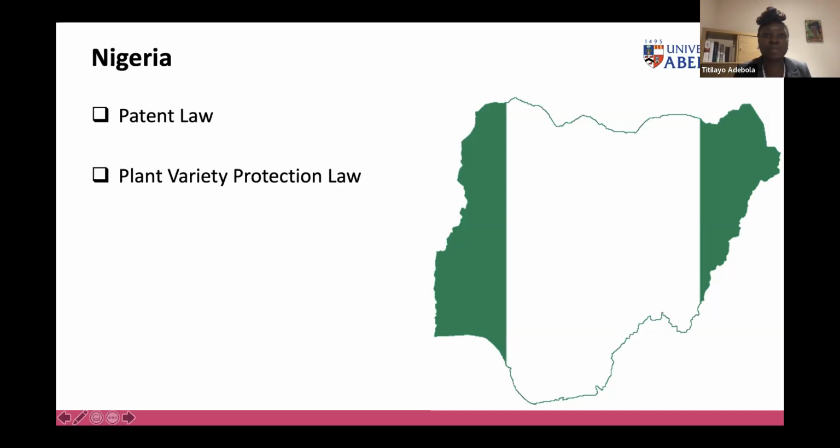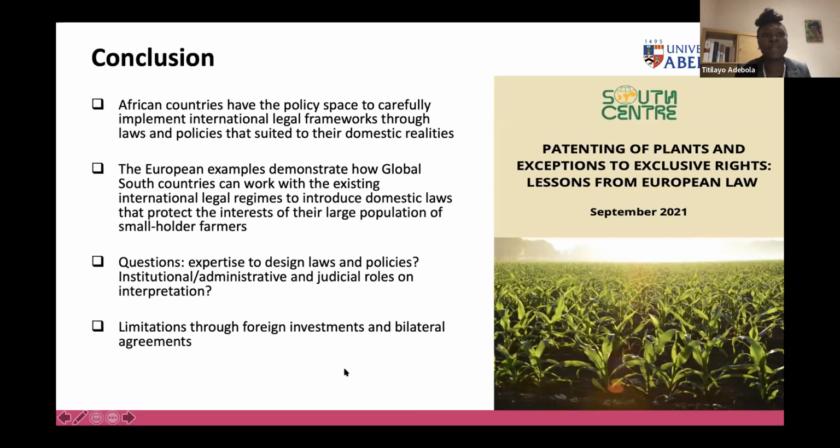And so I would just go to my final slide, which says that African countries have the policy space to carefully implement their international obligations through laws and policies that will be suited to their domestic realities. We should remind ourselves that on the continent, we have about 70 to 80% smallholder farmers. Therefore, the types of exceptions and limitations should take into consideration their interests.